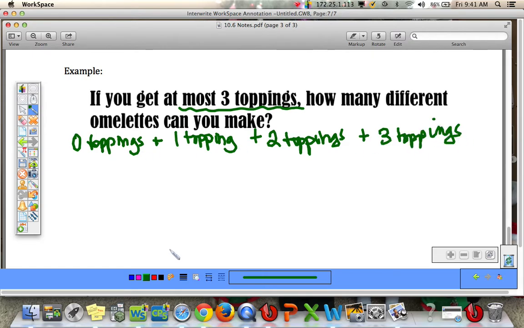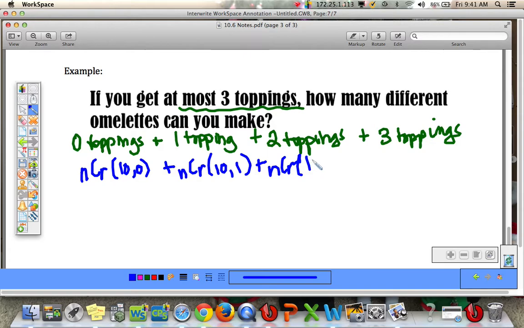Now, total toppings, so we're not dividing it into meat and non-meat, there's 10 total toppings. So the first one will be nCr, and out of the 10 we're choosing 0. Plus nCr, out of the 10 we're choosing 1. Plus nCr, out of the 10 we're choosing 2. Plus nCr, out of the 10 we're choosing 3.